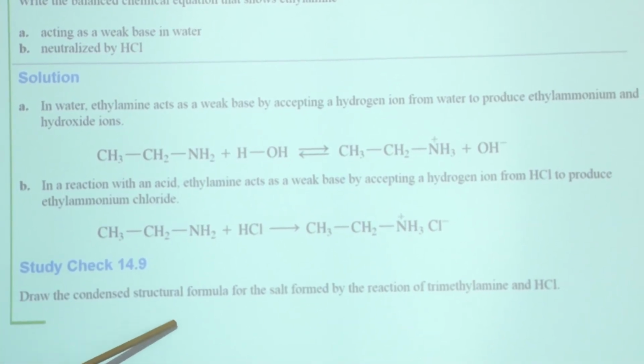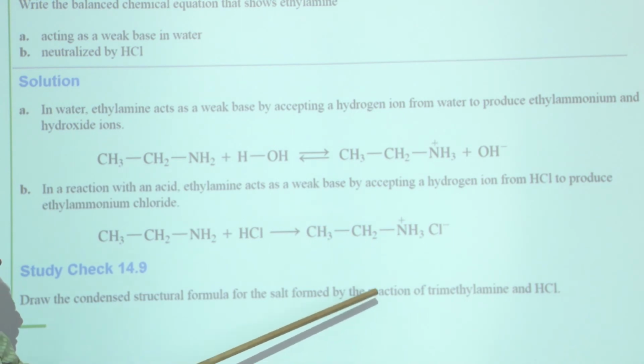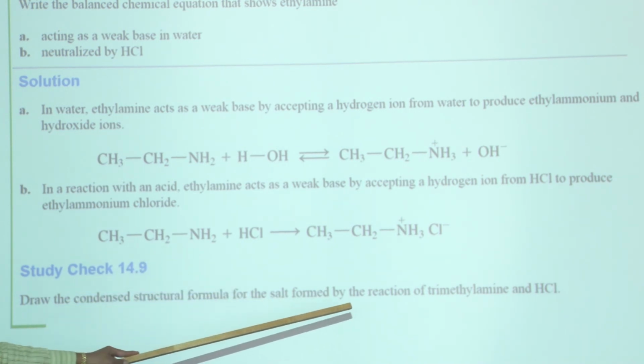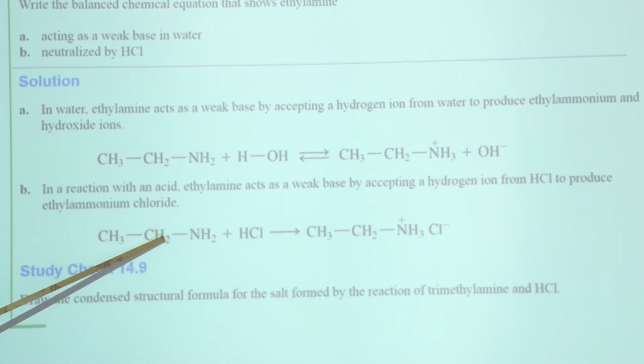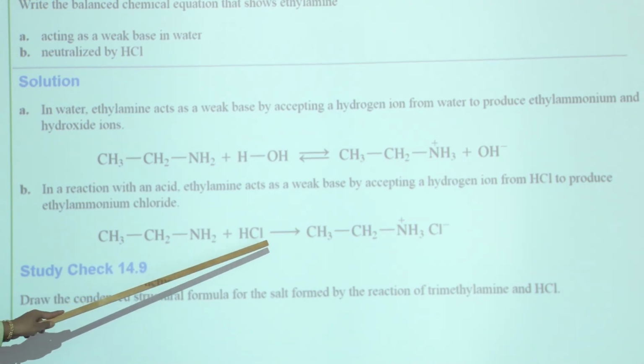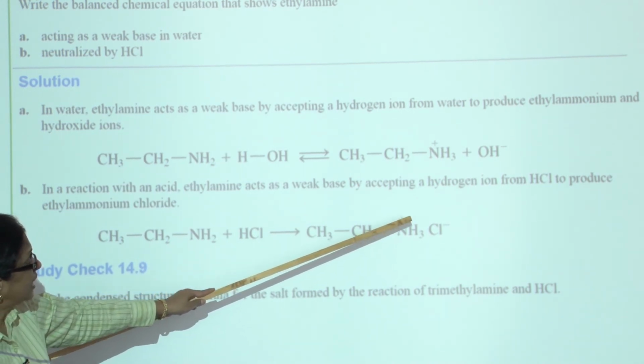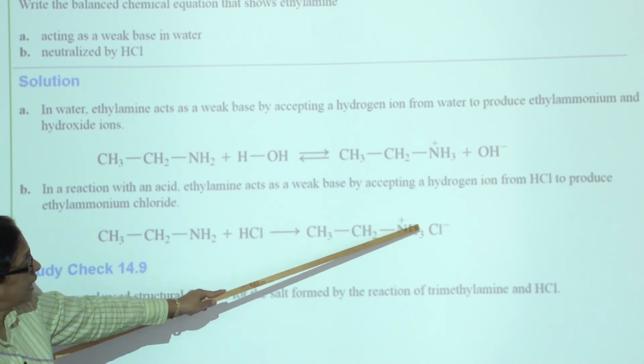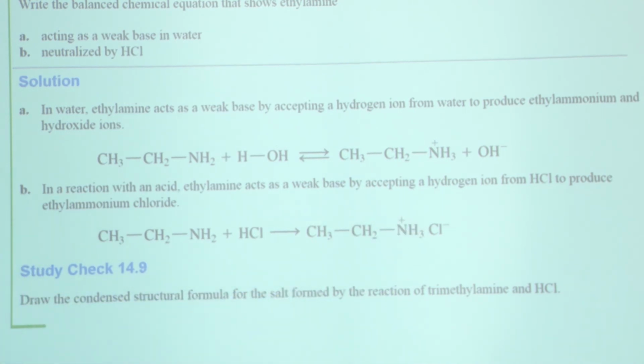Draw the condensed structural formula for the salt of trimethylamine and HCl. Trimethyl, so this is nitrogen. All three hydrogens are replaced by methyl, CH3. So there is CH3, CH3, CH3, HCl. So you will have N, H, CH3, CH3, CH3 with a positive and Cl negative. That will be your condensed structural formula for the reaction of trimethylamine with HCl. So you will get a salt.